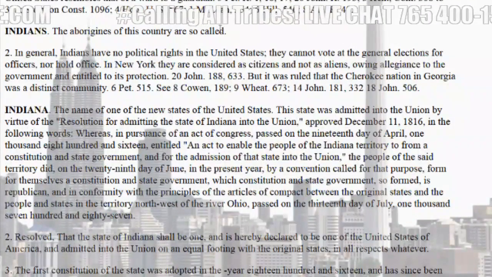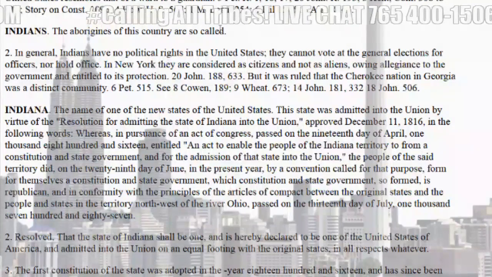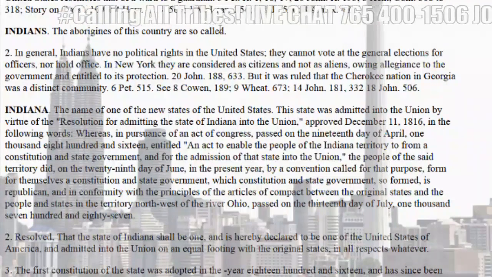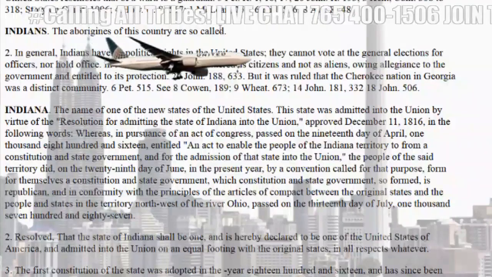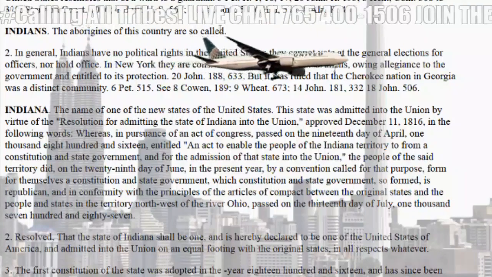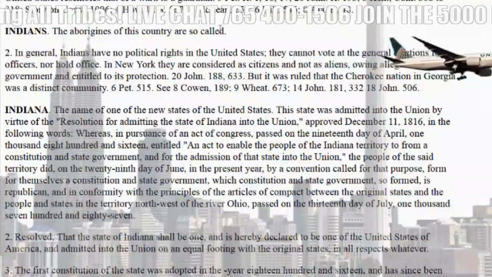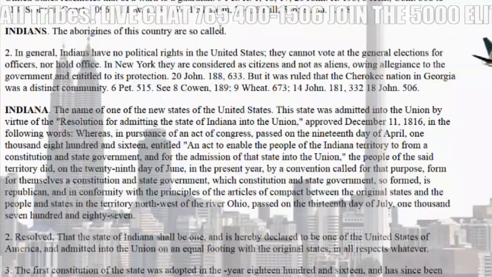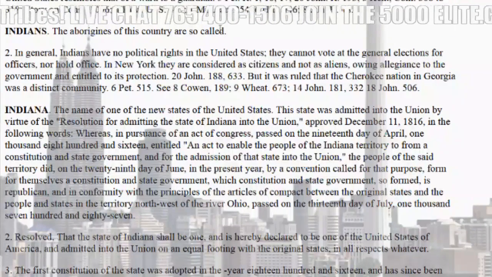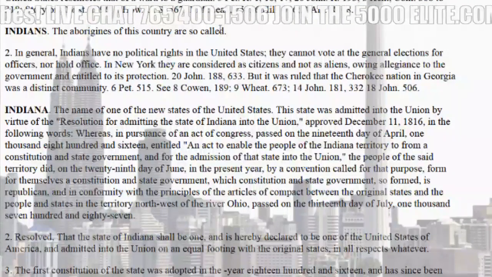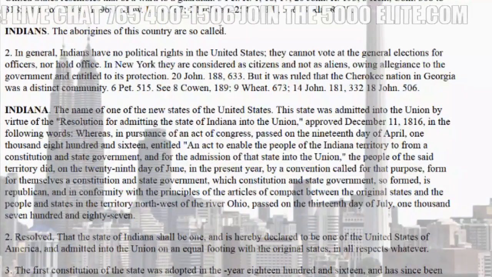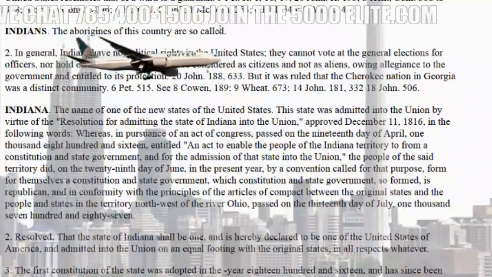Check this out. It makes perfect sense because in general, we have no political rights in the United States. Is that correct? Right or wrong? Yeah, right. It says we cannot vote in their general elections for officers, and we can't hold any offices in their system. Is that right or wrong? That's right. Because we already agreed to it before we read it, didn't we?